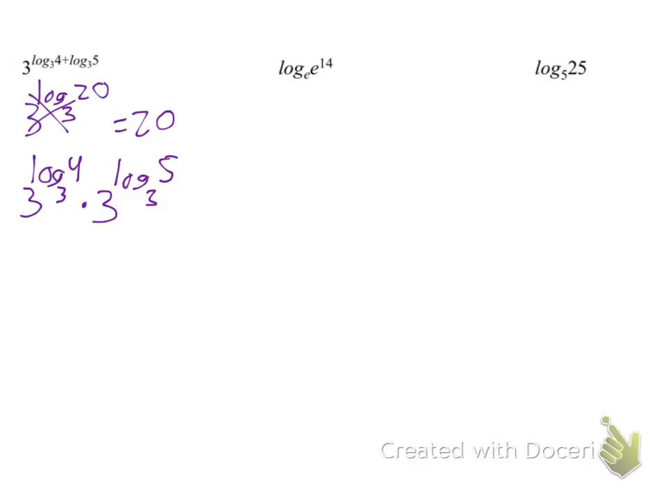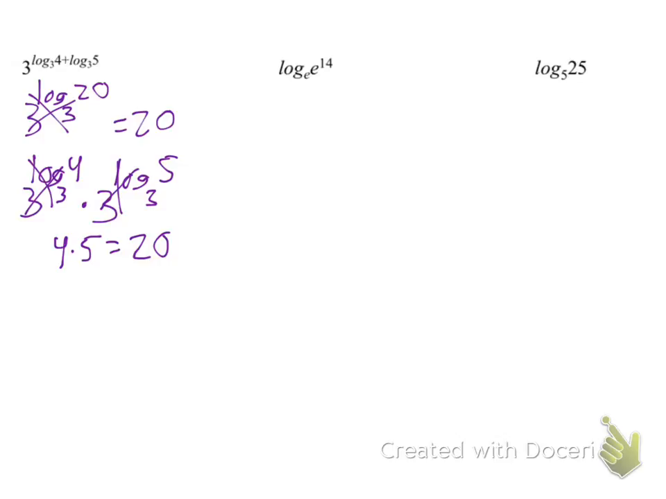Now, wait a minute. Doesn't each one of those separately cancel each other out? So the first log would cancel. The second log would cancel. I'm left with 4 times 5, which is still 20. It still works. Either way you want to do that, it works. It's awesome. It's cool. Are there any questions on that?